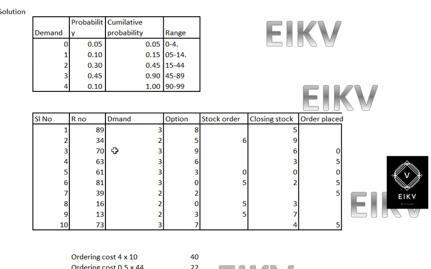On the next day, the random number is 70, and when we check the range it is 45 to 89. Therefore, 3 is the demand. When we consider 3 as the demand, we have 9 as the opening balance. 9 minus 3 gives 6, so it has been reduced. The minimum quantity is 8. Therefore, in such a scenario, the company will order the books on the same day.